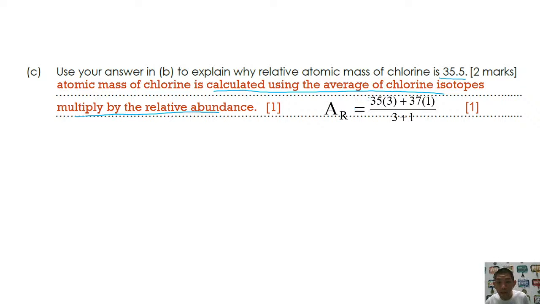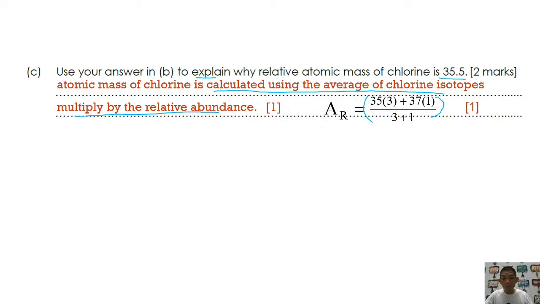How do you calculate? 35 times 3 plus 37 times 1, over 3 plus 1. Or you can use 90, 30 and 10, so up to you. No matter which one you write, it should be the same. The question already said explain, so explain how you calculate to get 35.5. You must say that it is calculated based on the average of the chlorine isotopes multiplied by the relative abundance. With that, that is how you answer question number 3.